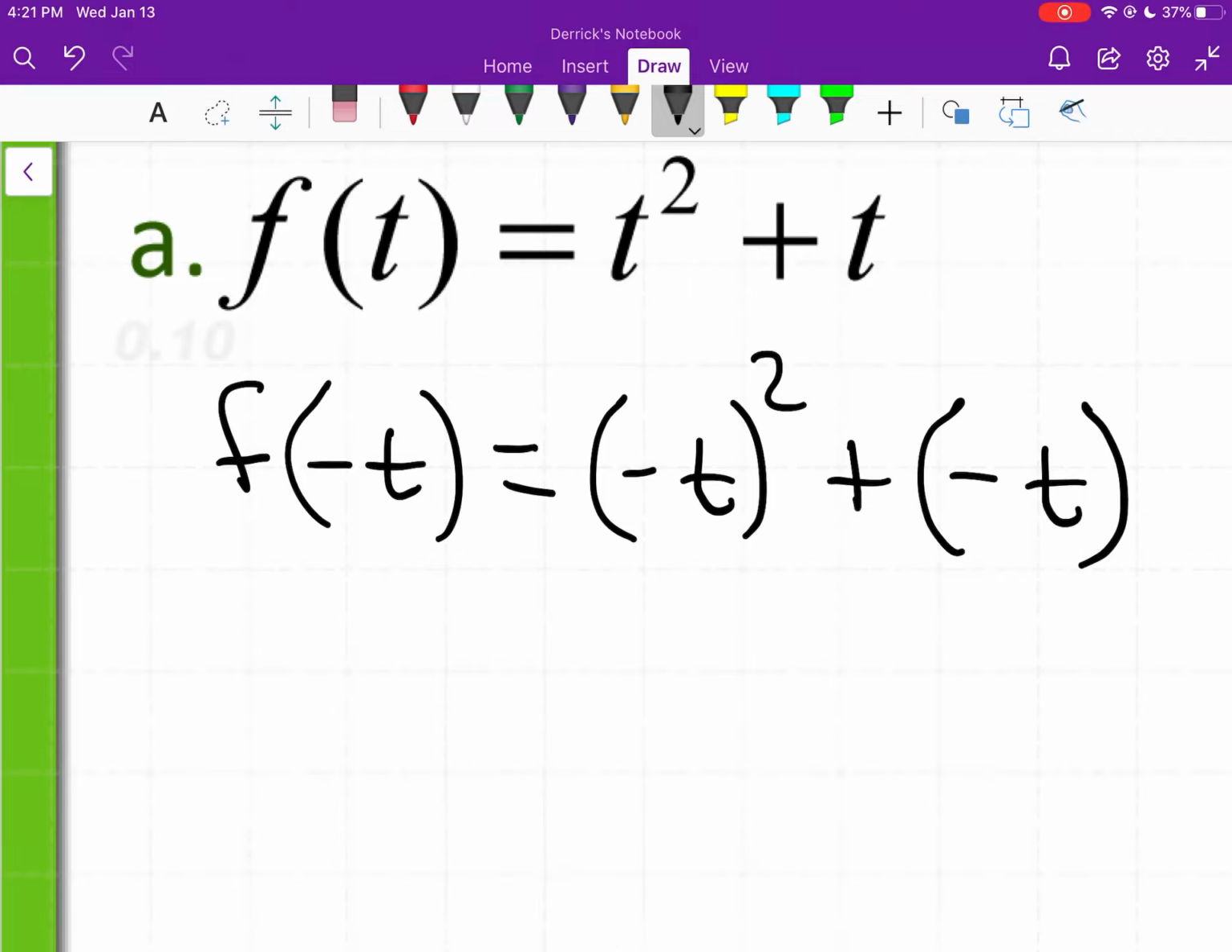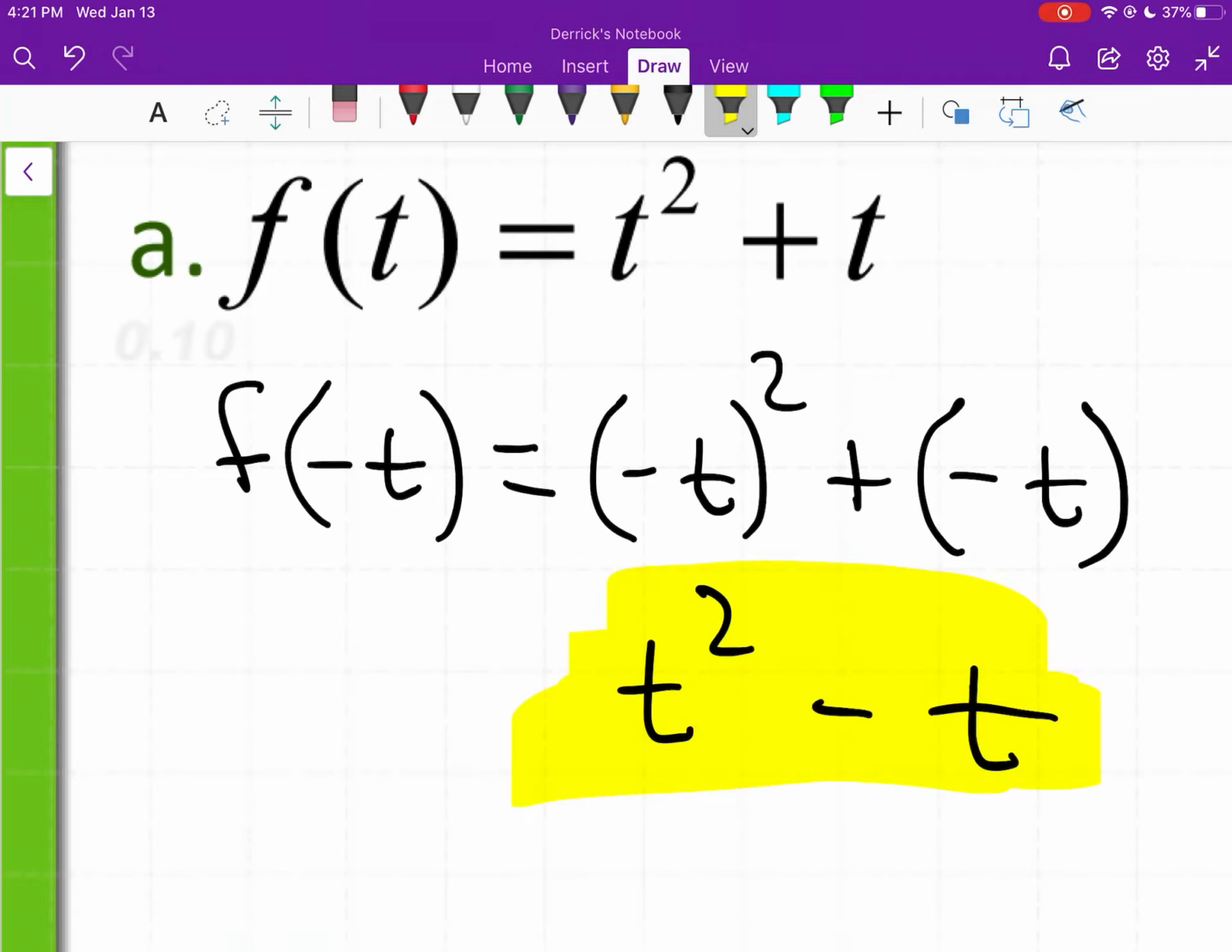If we want to simplify this, we just stated that any negative number squared becomes positive. So this would be a positive t squared. Also, plus a negative t is really the same thing as just saying minus t. That would be probably the most simplified way we could write this. Well, if we compare that to our original function, it's close, but it is not exactly the same. We started with t squared plus t, now we have t squared minus t. So this is not going to be an even function. It does not pass that.